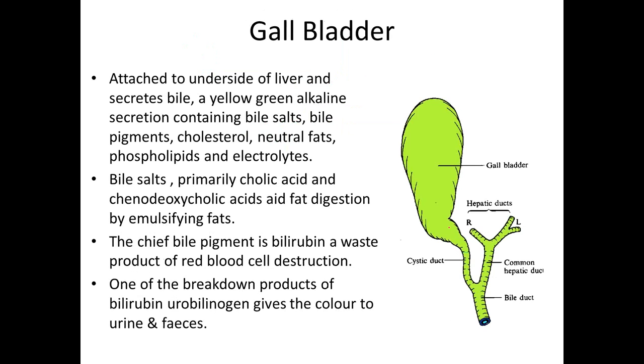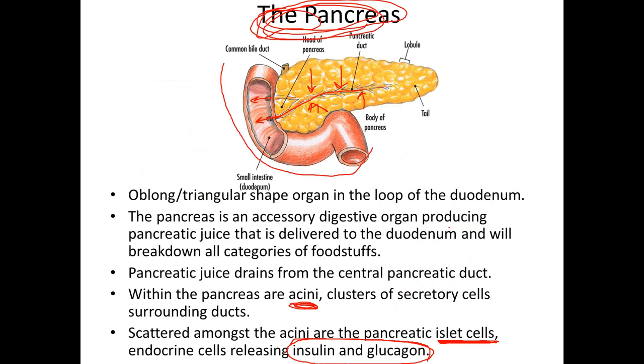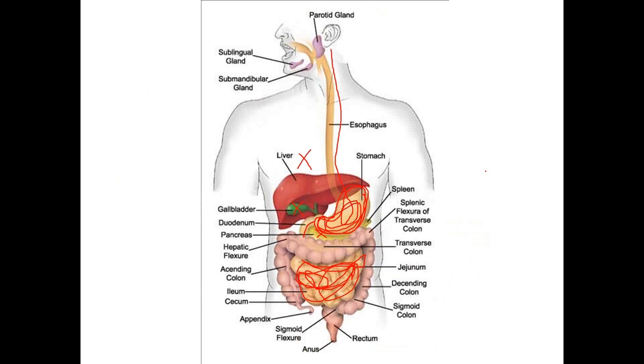Now the other structure, and I'll show it in context, here is the gallbladder. And the gallbladder plays an important accessory role also in digestion. Here it is on the underside of the liver.